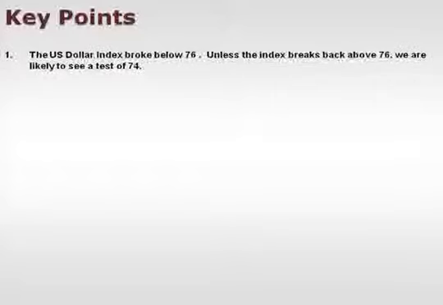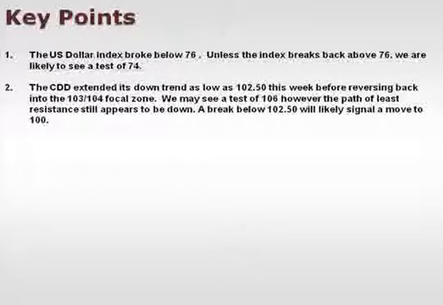Let's take a look at a few of our key points. First of all, the US dollar index broke below 76, and unless we see the index break back above this 76 focal zone, we are likely to see a test of 74. Now, the CDD extended its downtrend as low as 102.5 this week before reversing back into the 103, 104 focal zone. We may see a test of 106. However, the path of least resistance still appears to be to the downside. A break below 102.5 will likely signal a move to 100, which is again US Canadian dollar par.